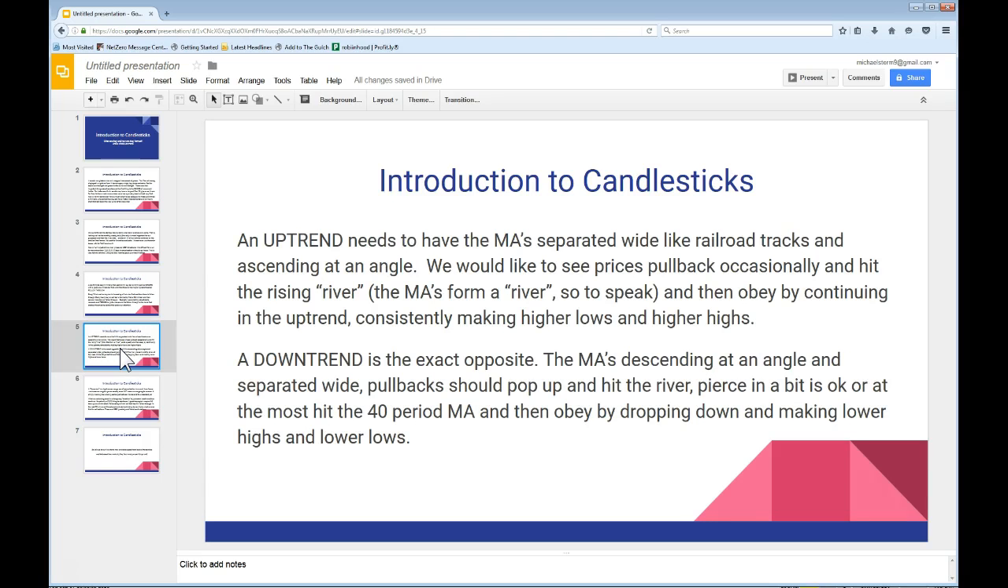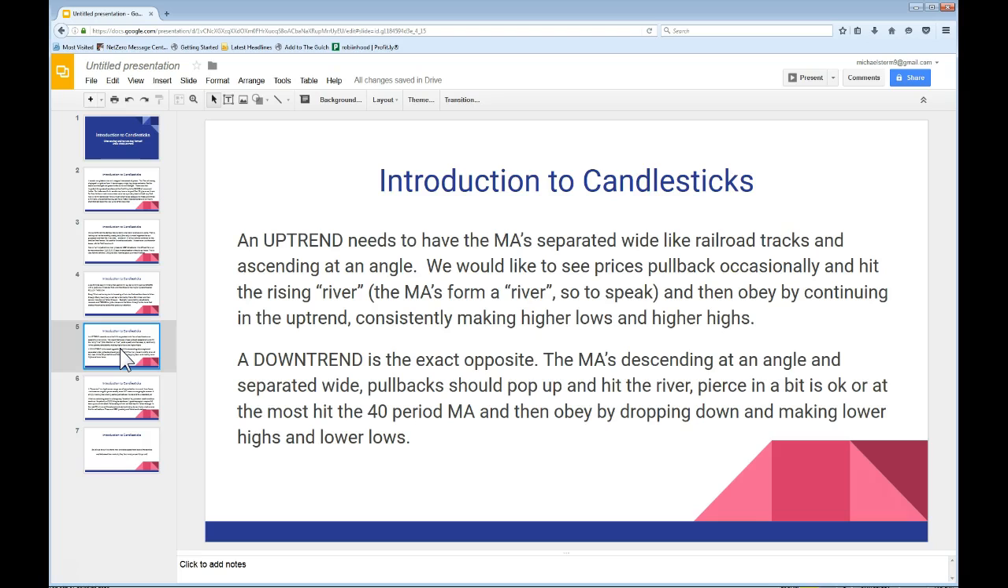needs to have the moving averages separated wide, like railroad tracks. They will also ascend at an angle. Now, the best two angles will be approximately a 30-degree angle or a 45-degree angle. I don't care if it's up or down. All right, 30 degrees is good, 45 degrees is better.